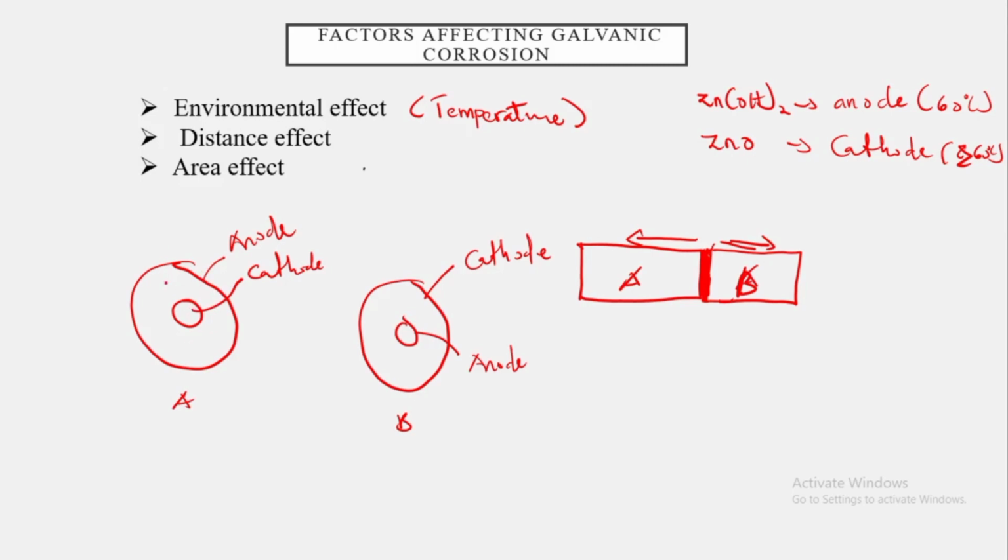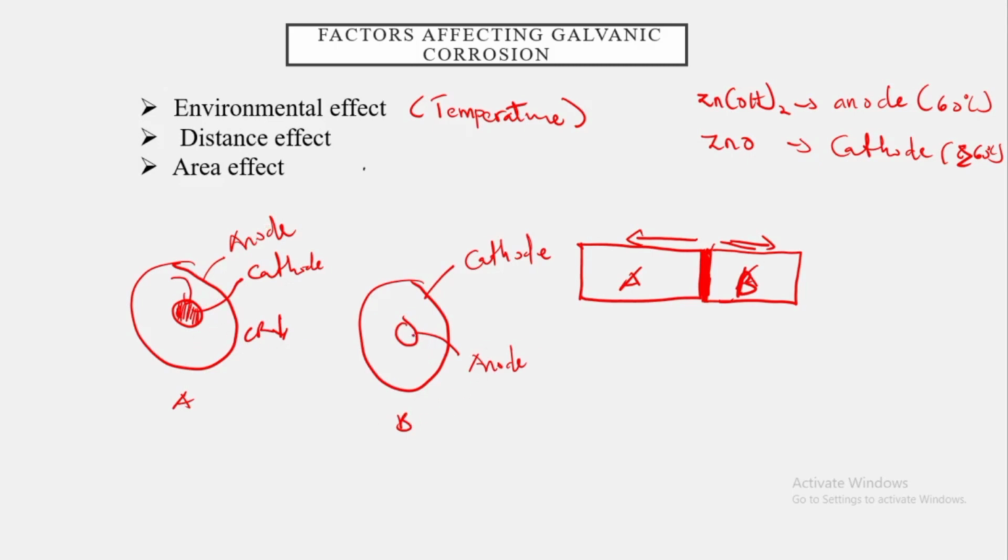So you know that the electrons move from the anode to the cathode, and the anode undergoes dissolution. In this case, the cathode is too small, to the extent that it can accumulate a lot of electrons, and to a certain state, the cathode will not be able to accumulate more electrons. Therefore, the corrosion rate will be reduced, because the cathode will not be able to accumulate more electrons. So with a small cathode and a larger anode, the corrosion rate will reduce.